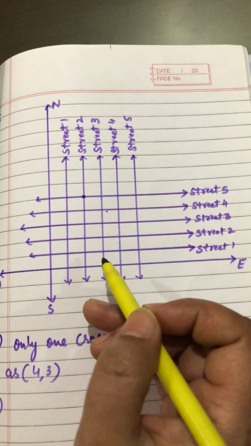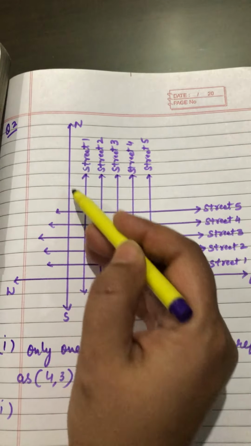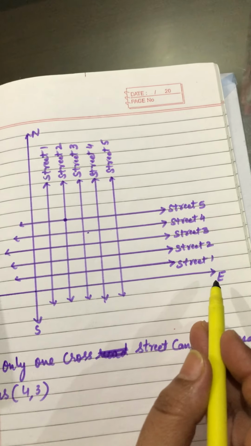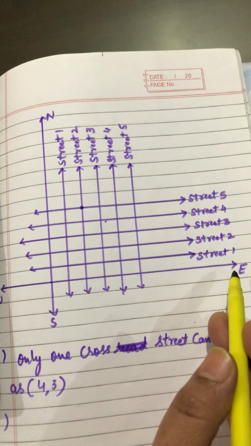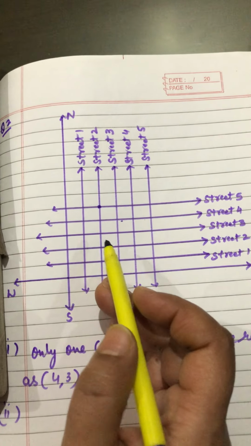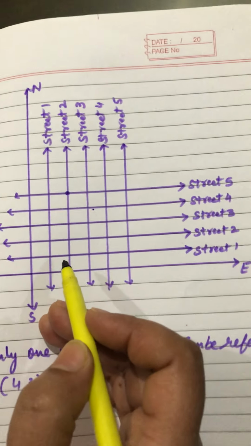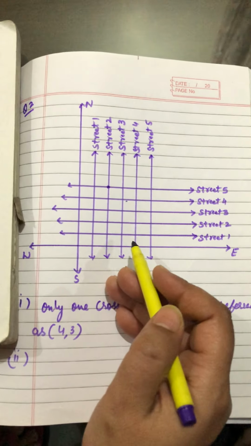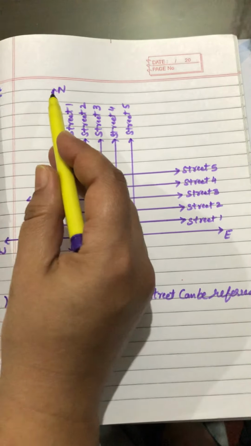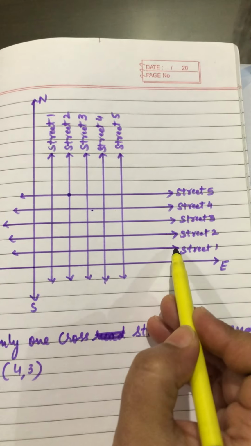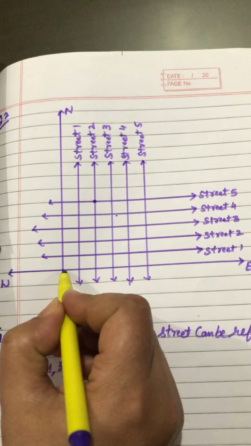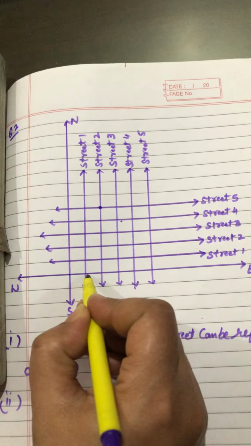These two roads are along the north-south direction and the west-east direction. All other streets of the city run parallel to these roads and are 200 meters apart. Now it's written that there are 5 streets in each direction. So there are 5 streets, street 1, 2, 3, 4, 5 along the north-south direction, and street 1, 2, 3, 4, 5 along the west-east direction, and the distance between each road is 200 meters.